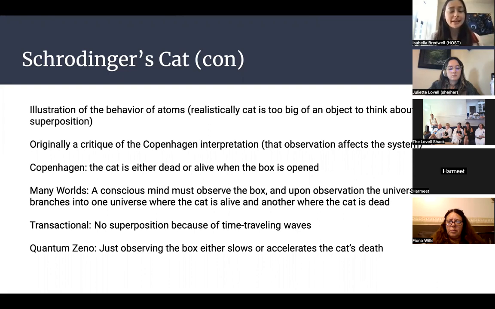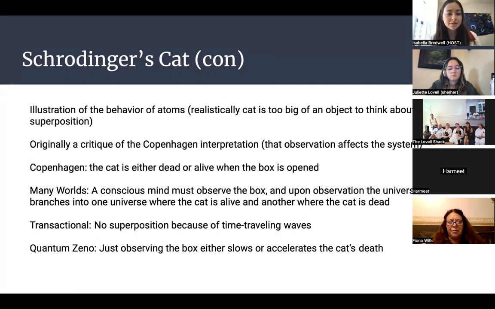So the Copenhagen interpretation is an interpretation of uncertainty that basically says the cat is just either dead or alive when the box is open. Those are the two possible states, and it's going to be one of them when you open the box. Schrodinger originally proposed this as a critique, saying obviously the cat can't be both alive and dead, so that interpretation can't be right. But I'd say it's probably the most common interpretation.